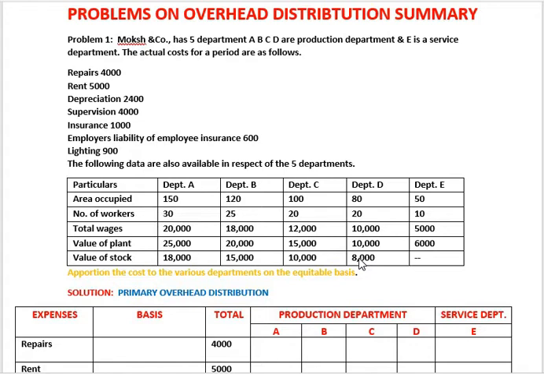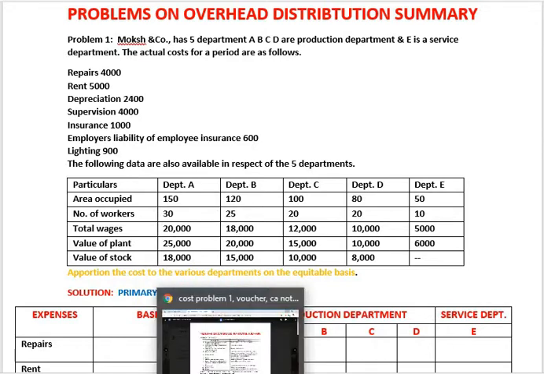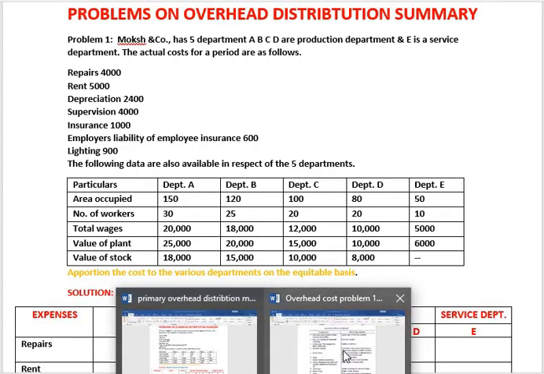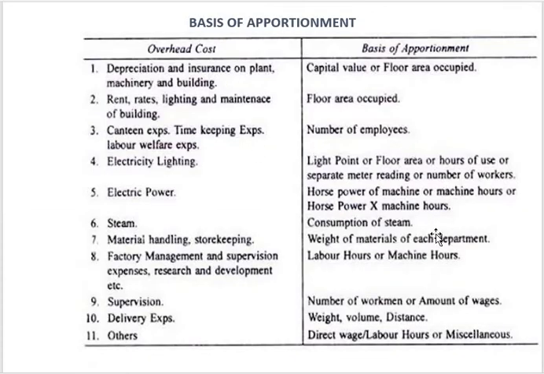So here all these expenses are apportioned based on certain basis, on an equitable basis. So before solving the problem, let us see what is the basis for apportionment of expenses. Based on that, we can easily apportion the expenses to various departments. And this is the apportionment table, dear friends. You can see overhead cost and basis of apportionment.